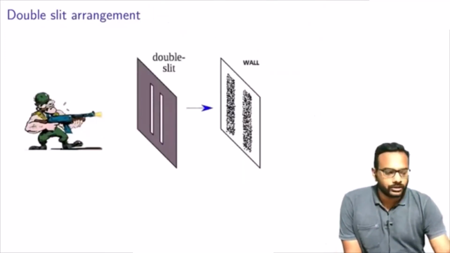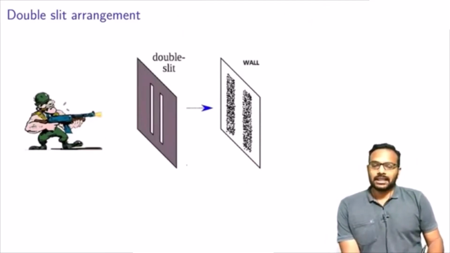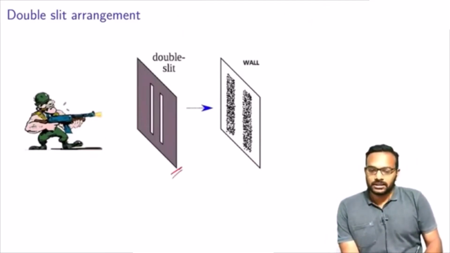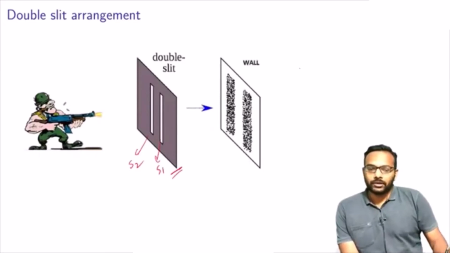Now we are ready to go into the double slit experiment. It's a very interesting experiment. The experimental setup is rather simple. You have an arrangement with two slits. We'll call this S2 and this S1. We have two slits, and we also need a screen.